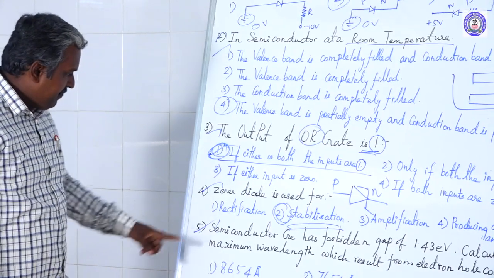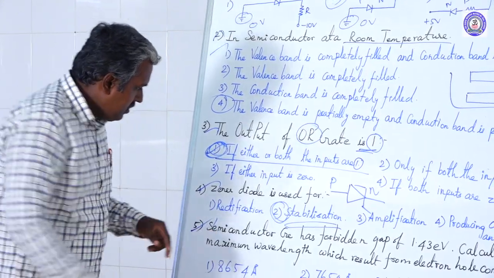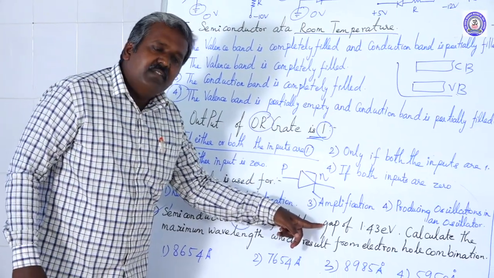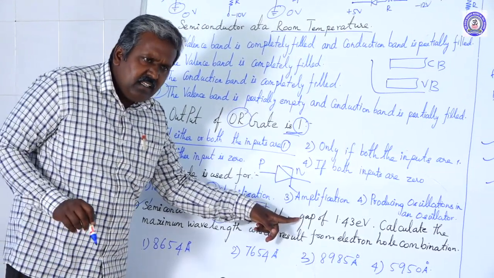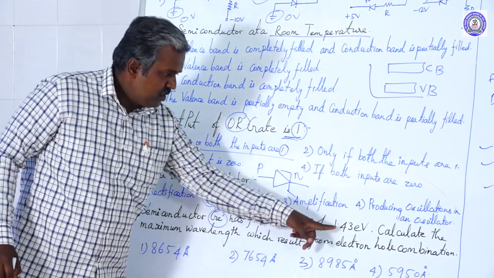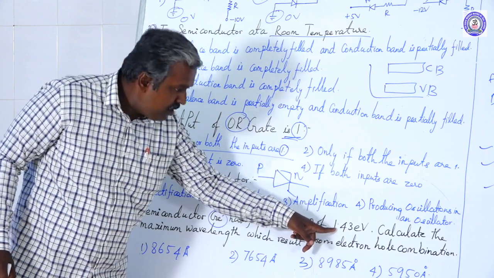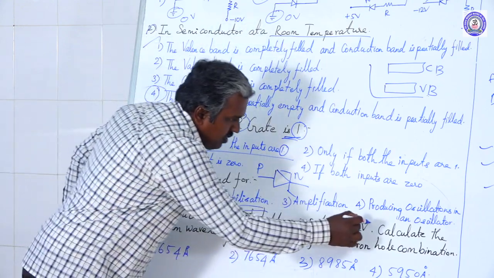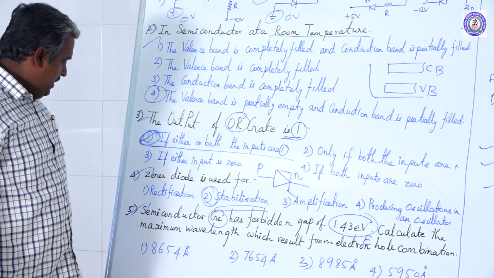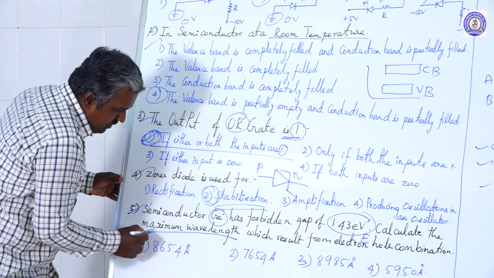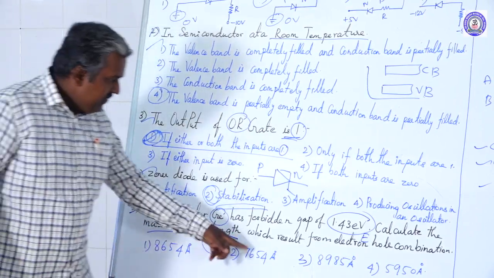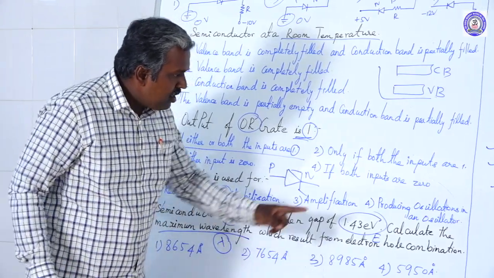Fifth one: semiconductor Ge, germanium, has a forbidden gap. The forbidden gap is calculated in energy, that means in electron volt. So here given 1.43 electron volt. What is this? Energy. Calculate the maximum wavelength. So what is meant by wavelength? Lambda. Try yourself. Which results from electron-hole combination.